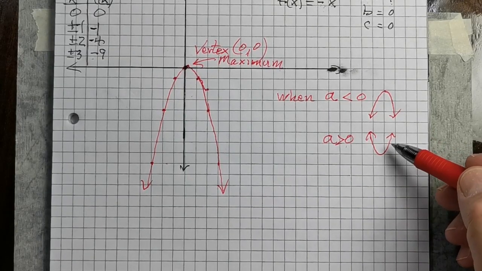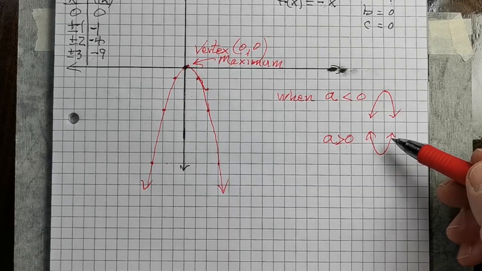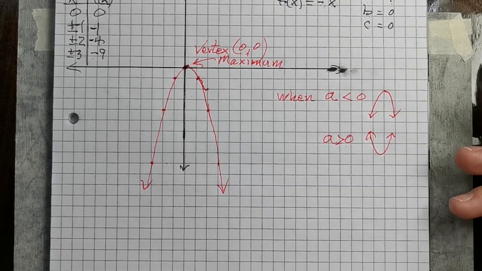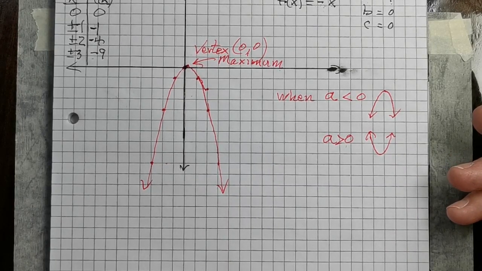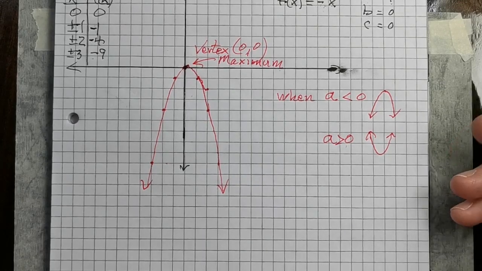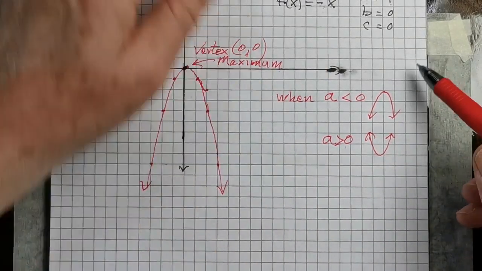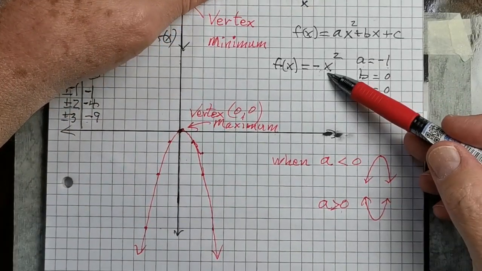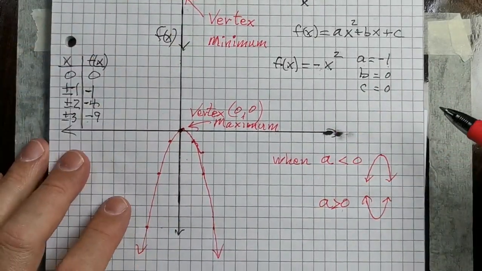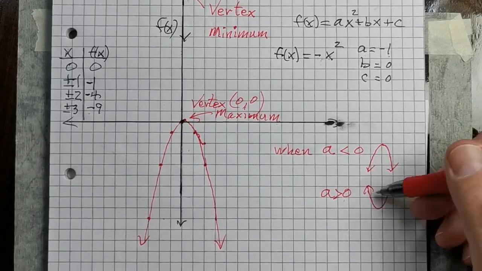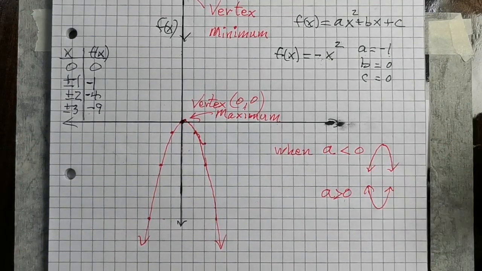If you ever forget, just think about f of x equals x squared. a is 1, 1x squared, 1 is a positive number, you know it goes uphill. If you throw a negative sign in front of it like we did here, it goes down. So it's easy to remember. A is positive, opens up. A is negative, opens down.